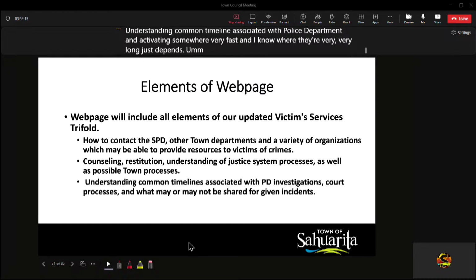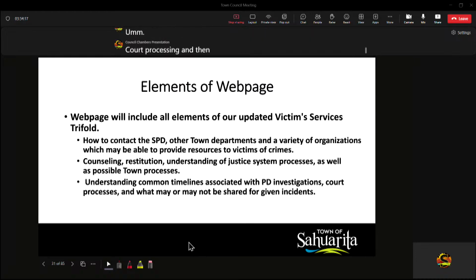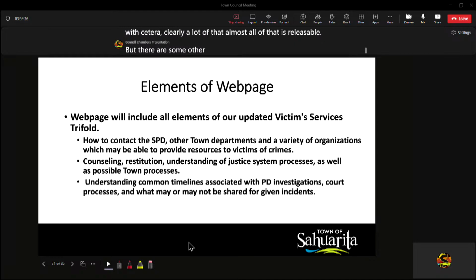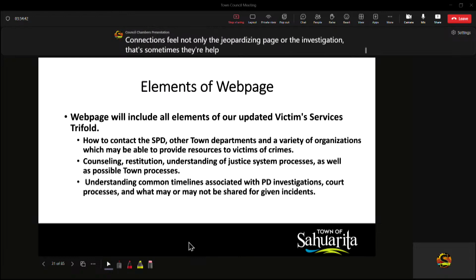Court processes, and then what may or may not be able to be shared by a particular type of investigation or incident. So once they become a public document past a draft stage, clearly almost all of that is releasable. But there are some other connections to not wanting to jeopardize a case or an investigation, so sometimes they're held just a little bit longer.